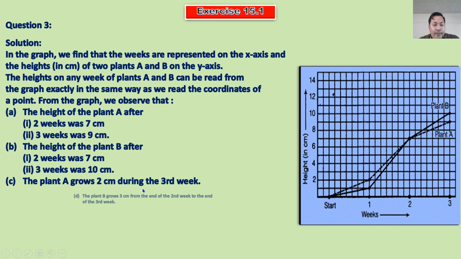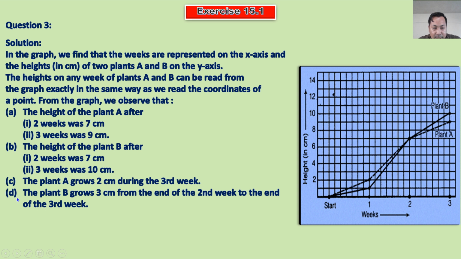And for plant B, as the answer D, the plant B grows 3 centimeters because plant B at the second week was 7 centimeters and the third week was 10, isn't it? So 10 minus 7 is 3. So we get this 3 centimeters at the end of the second week and the third week.